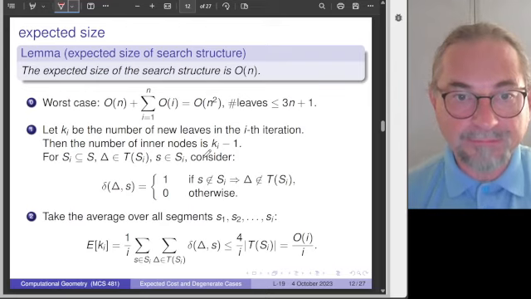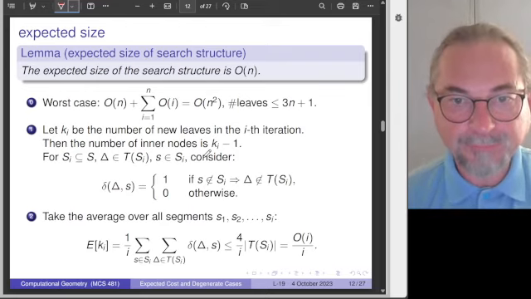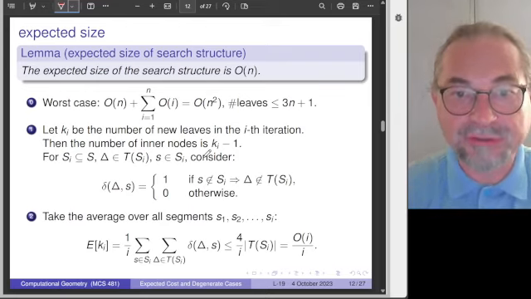All right, we have the i. So why could the search structure be so large? Because we have the inner nodes. The inner nodes are related to the number of new leaves. So we have the delta that depends on the trapezoid in the new subdivision. Si is what you have there, and it depends on whether the line segment intersects it or not.